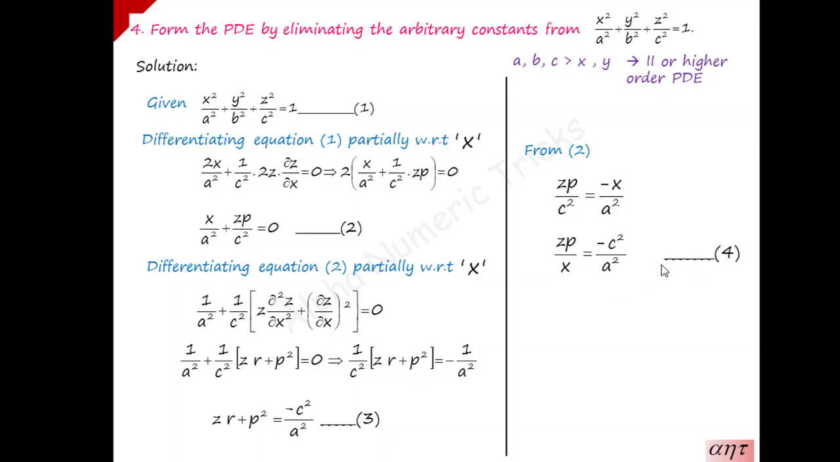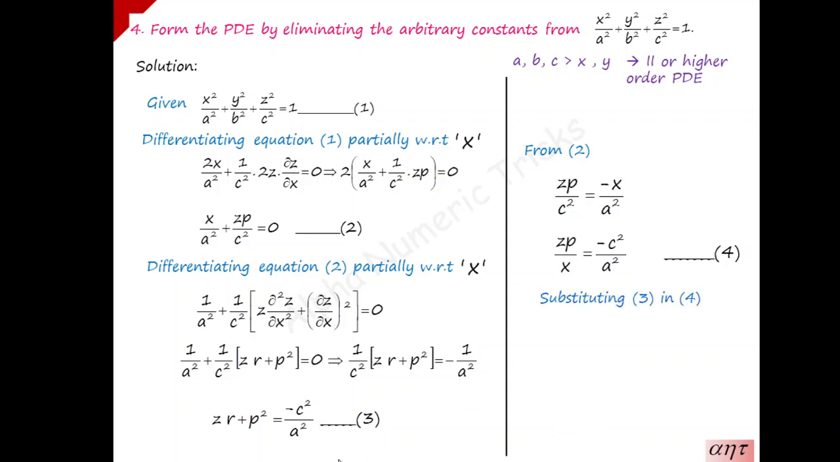Here in equations 3 and 4, the right hand side terms are equal, that is equal to minus c squared by a squared. So you equate these two terms, or substitute one equation in the other, and you can eliminate the constants a squared and c squared.